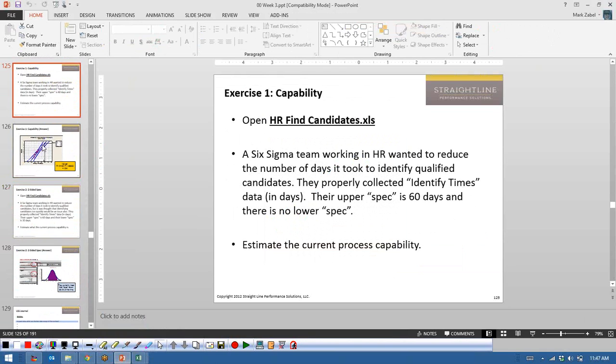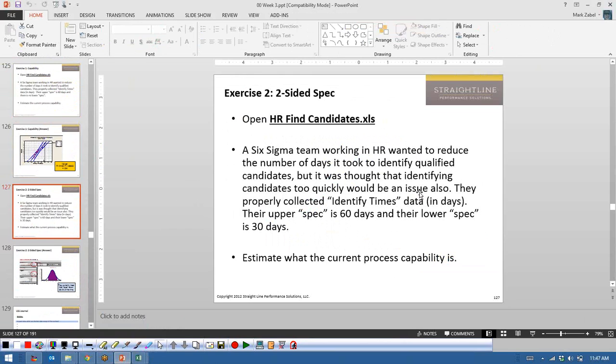So in the first one, this is a Six Sigma team in HR that wanted to reduce the number of days it took to identify qualified candidates. This is a one-sided spec where they don't want it to be 60 days or more. And then in the other one, they decided, well, we don't want to do it too slowly, but we don't want to do it too quickly either. And so they combined those. So that's what that is.